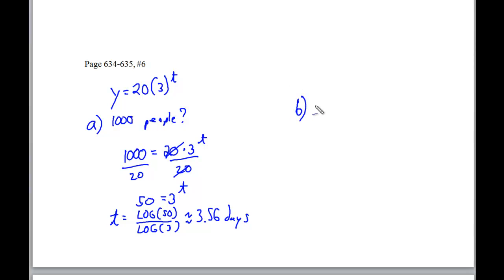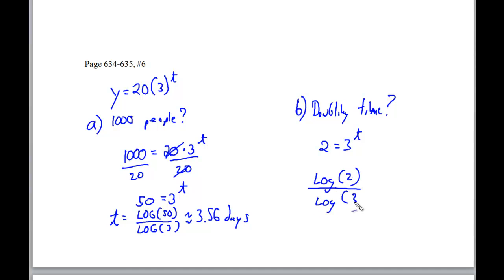Now part B, it just asks about the doubling time. And again, doubling time is very straightforward. It's 2 equals 3 to the t power. And 2 equals 3 to the t power is just common log of 2 divided by common log of 3, which is equal to about 0.63 of a day, or at least 2/3 of the way through the day, because that would be 0.6 repeating. So roughly 2/3 of the way through the day is about the time for this to double. Since at the end of the day it triples, you're looking at about 2/3 of the day for it to double.